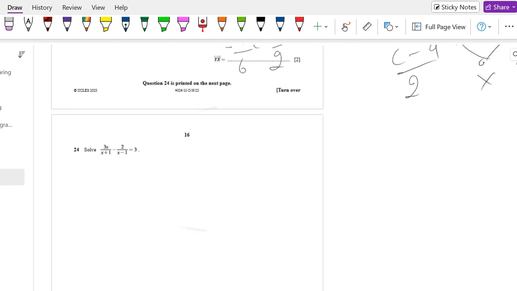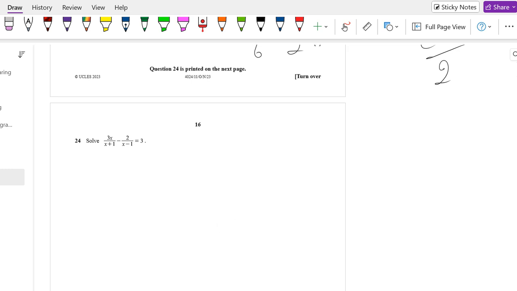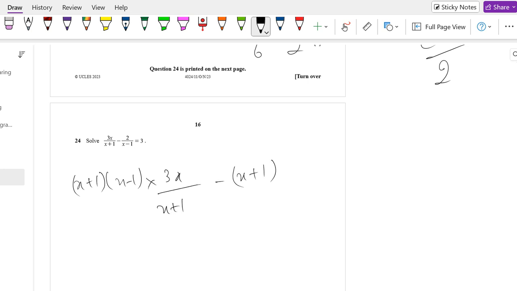I think this is the last question. So you need to multiply the LCM with everything. It's the shortest, quickest, and avoiding mistakes way. So x plus 1, x minus 1 times 3x over x plus 1 minus x plus 1, x minus 1 times 2 over x minus 1. Do not forget the term after equal signs.